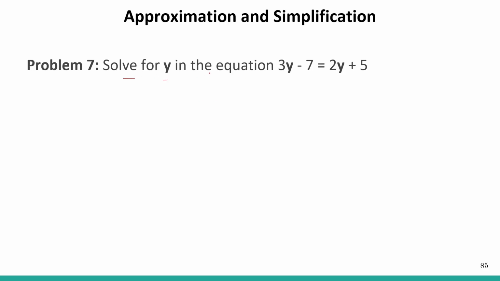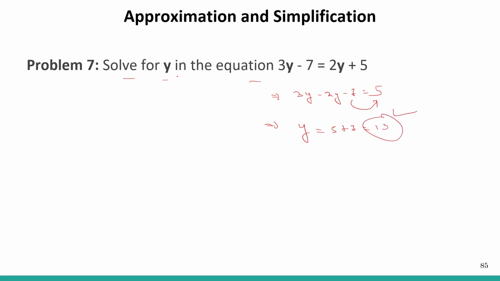Solve for y in the equation 3y minus 7 is equal to 2y plus 5. So what we can do is take y terms to the left hand side. So 3y minus 2y minus 7 is equal to 5. So this implies that let's take this 7 to the right hand side. So 3y minus 2y is y. So it will be equal to 5 plus 7, that will be equal to 13, right? So 13 will be the correct answer for this.